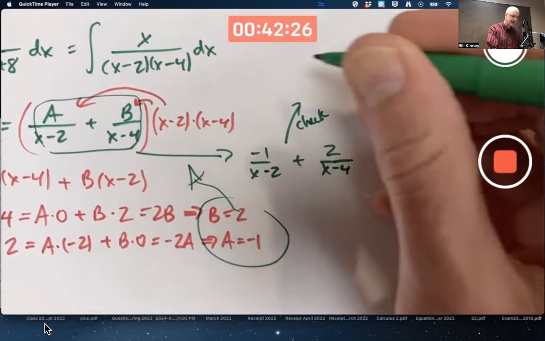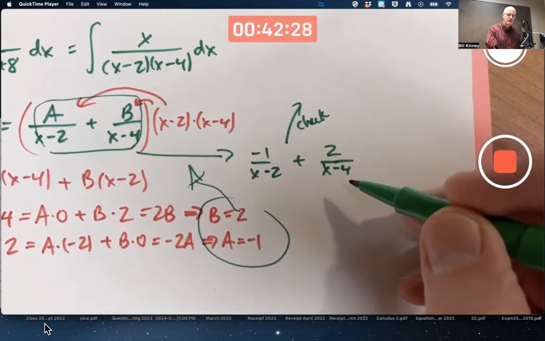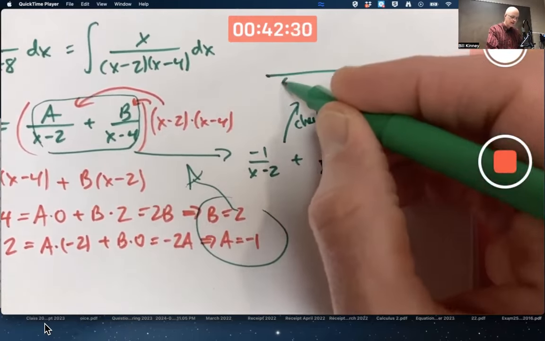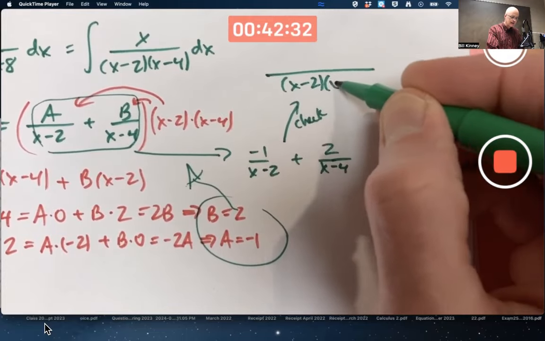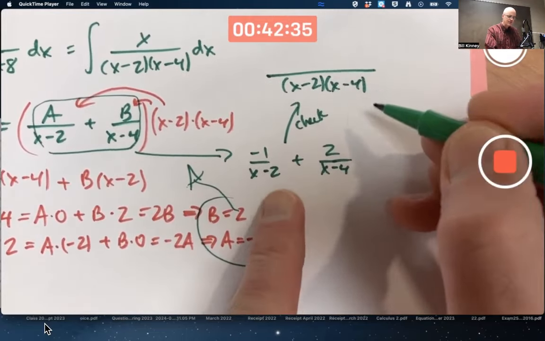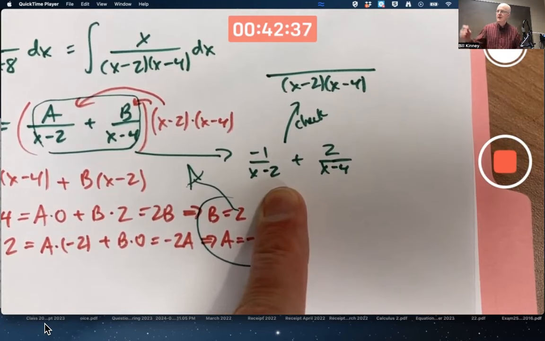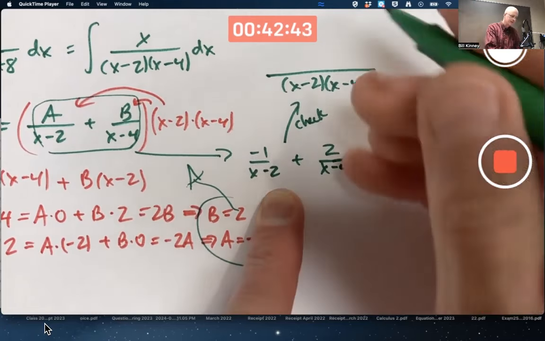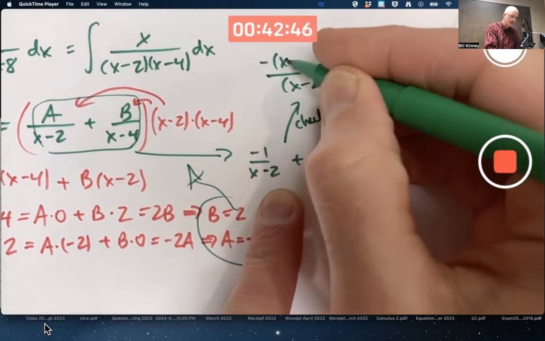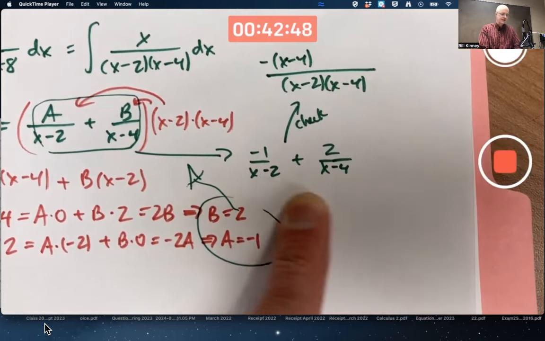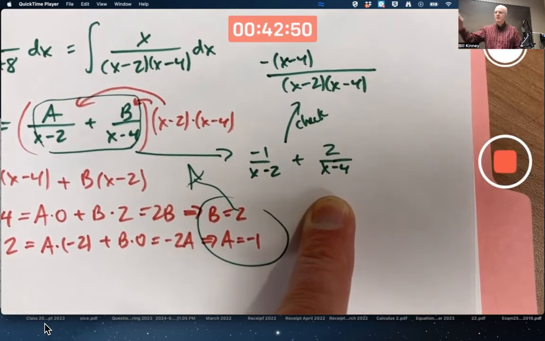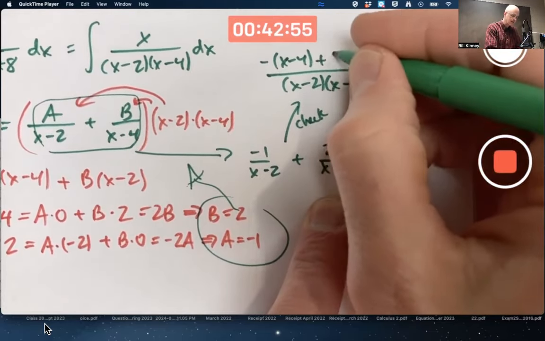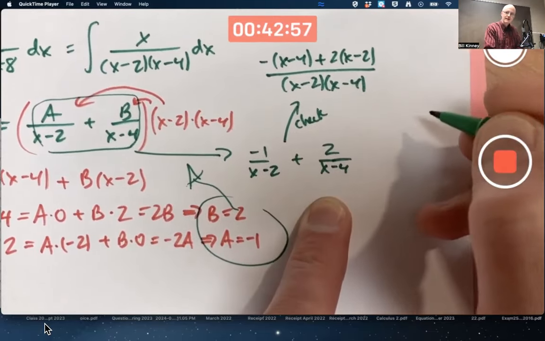Add the fractions by getting a common denominator of x minus 2 times x minus 4. With the first fraction, to get that denominator, you have to multiply the bottom by x minus 4. To compensate, you also have to multiply the numerator by x minus 4. Negative 1 times x minus 4. For the second fraction, you have to multiply the bottom by x minus 2. Compensate by multiplying the numerator by x minus 2 as well. Simplify.